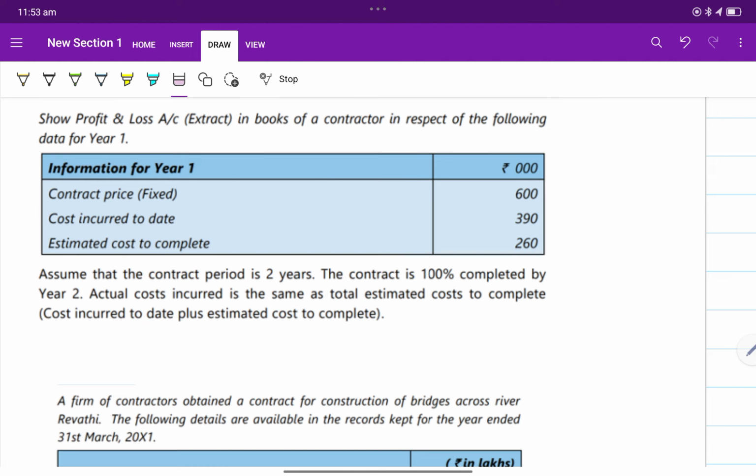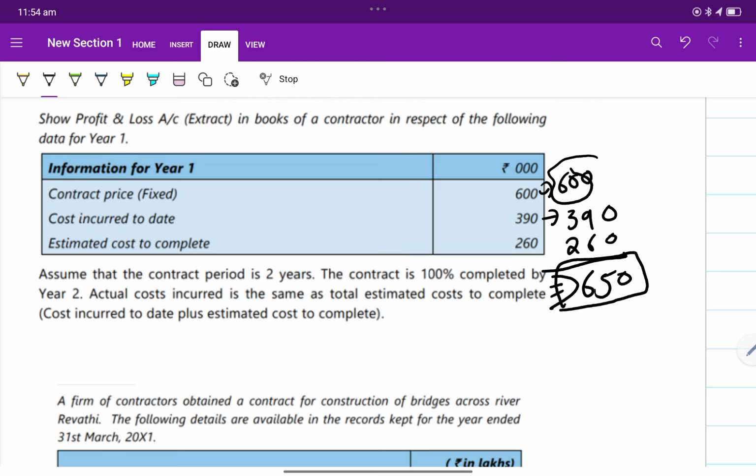So the profit and loss account with respect to the data for the year 1, Nana. Year 1 they have given fixed price is 600. So cost incurred till the date is 390. Estimated cost to complete is 260, Nana. Assuming that contract is completed in the second year itself. So what is the total cost that I am going to incur, Nana? 390 plus 260. How much? 650 rupees is the total cost.